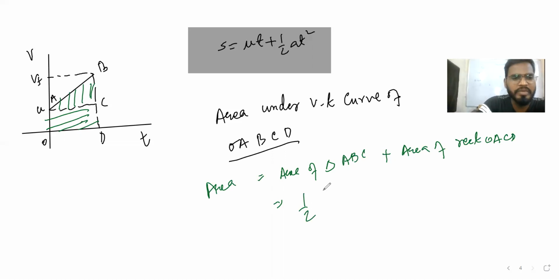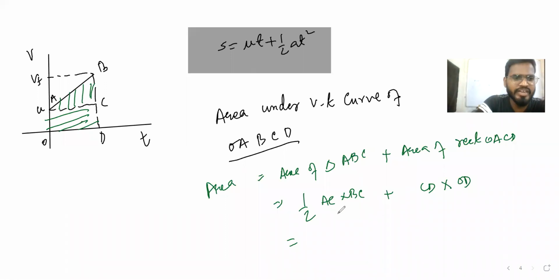Half base. Base is how much here, guys? Of a triangle, we can say AC, into height. Height is BC, right? Half into AC into BC. And area for rectangle is what here? We can say CD or OA, CD into OD. Length into breadth.